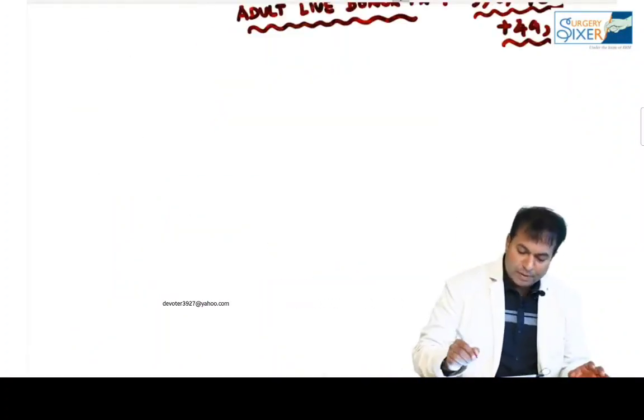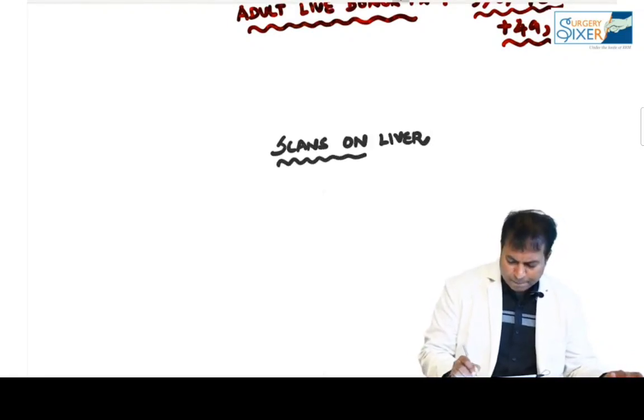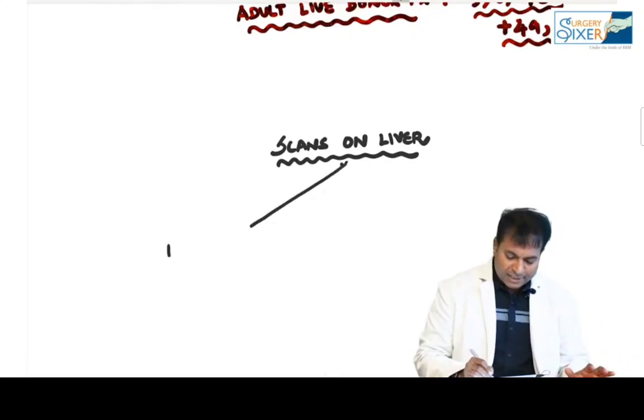So please don't forget these terminologies. Okay, and now let me go to some interesting scans on liver. Some different types of scans on liver we are going to discuss now. So in liver there are 2 important cells. What are they? One is hepatocytes.